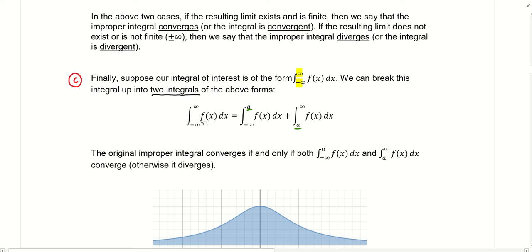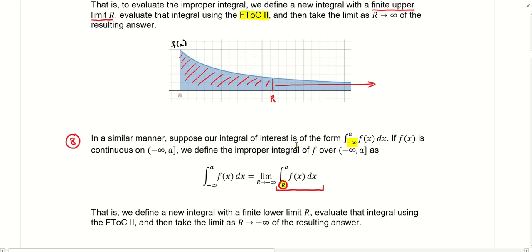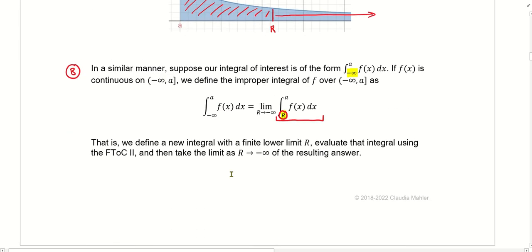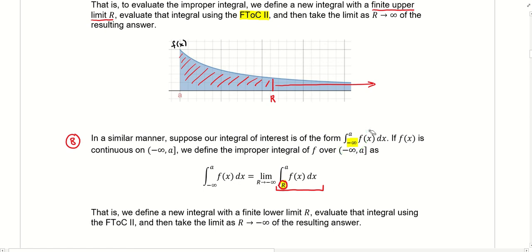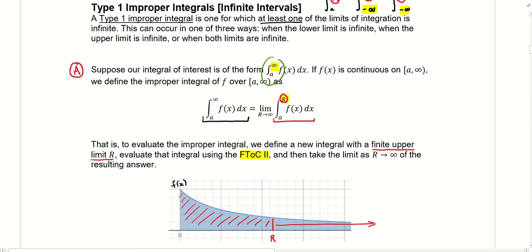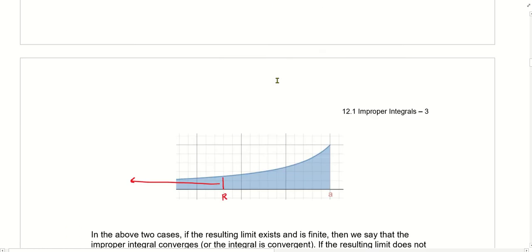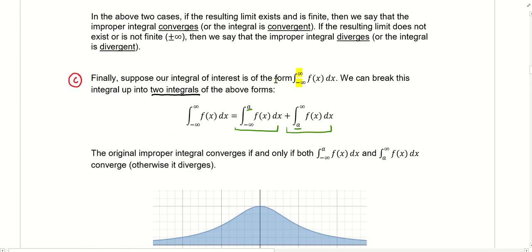And the reason we do this is because both of these are things we just talked about. This was version A from above, and this is version B from above. And we just talked about how to deal with both of these integrals. So essentially what we do is we break up our original integral into two. And these two are ones that we can evaluate as either a version A or a version B, because one of them is from negative infinity to a, the other is from a to infinity. So we can break up this sort of integral into those two pieces.